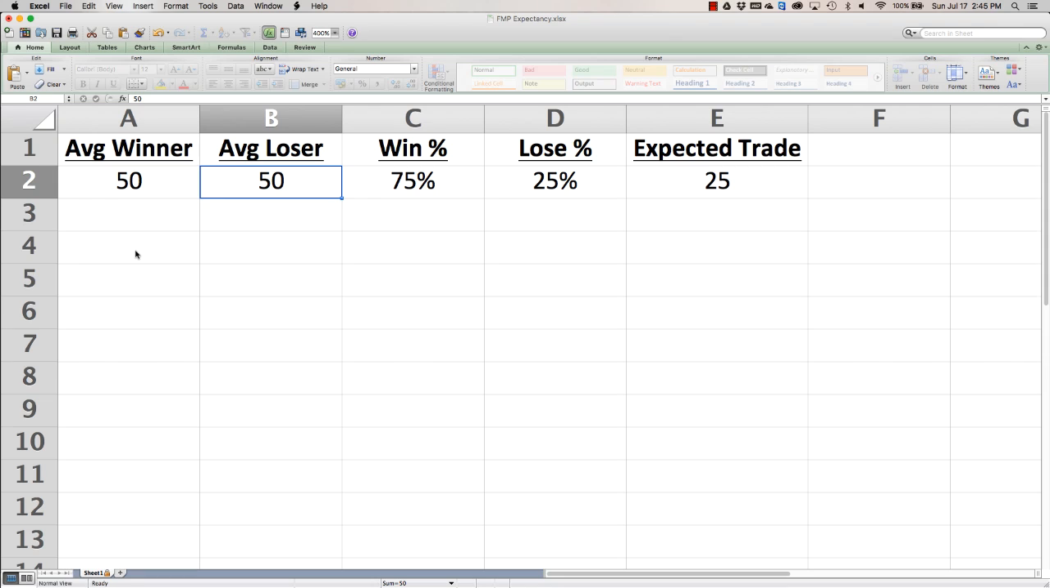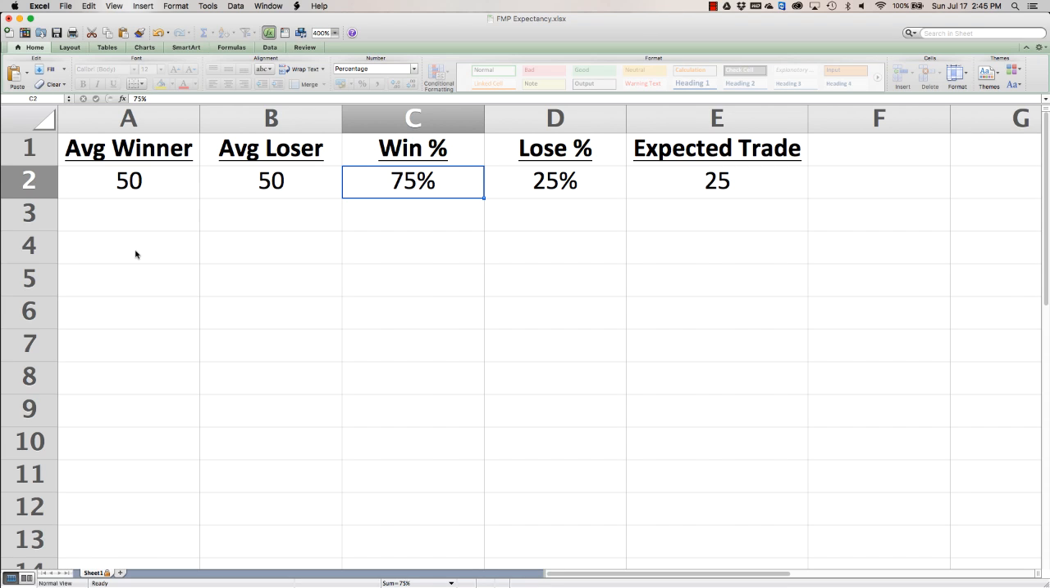percentage, if you set yourself up for a 1-to-1 risk reward and you're 75% accurate, you've got an expected trade of 25 pips on average. Again, over time, it's on average. It's not every time you trade you get 25 pips, right? Because there's winners and losers. But over time, you can expect to make money.